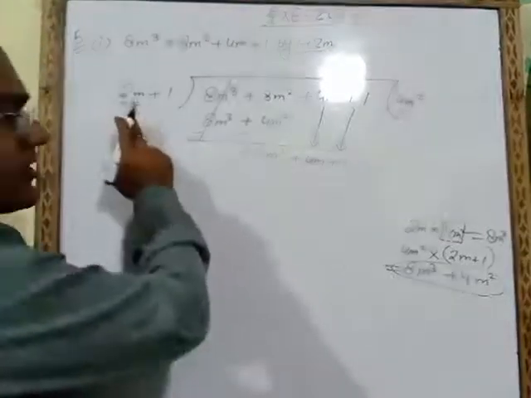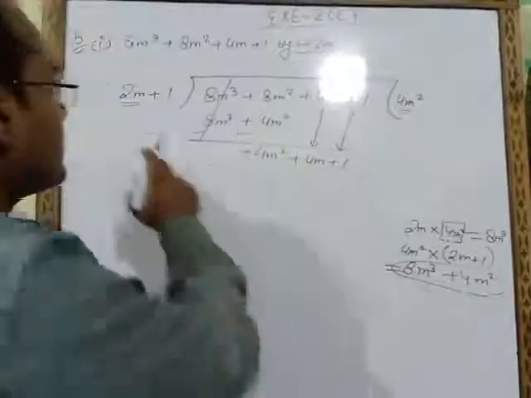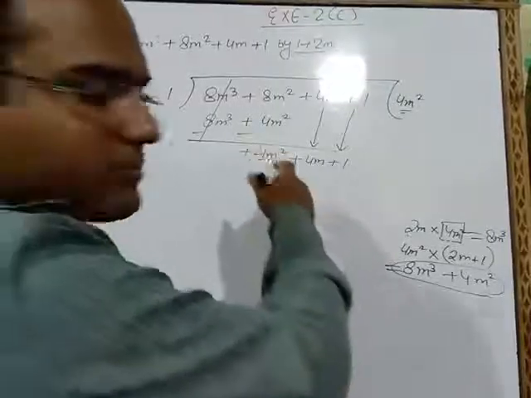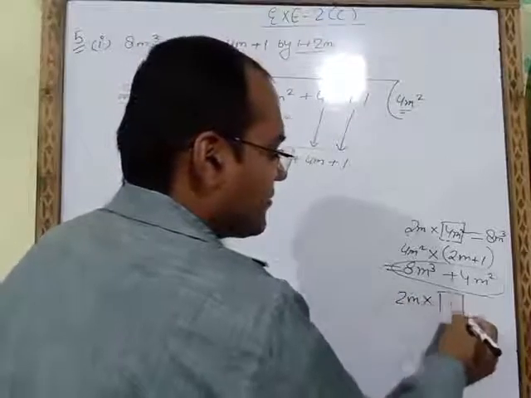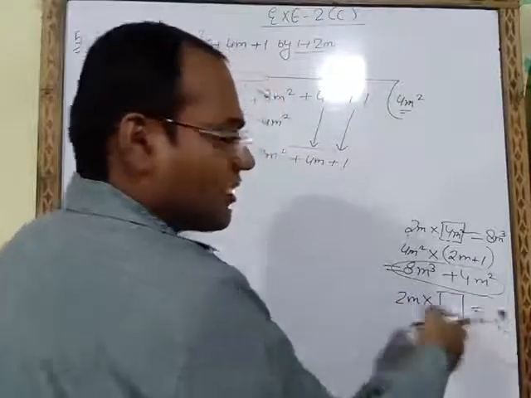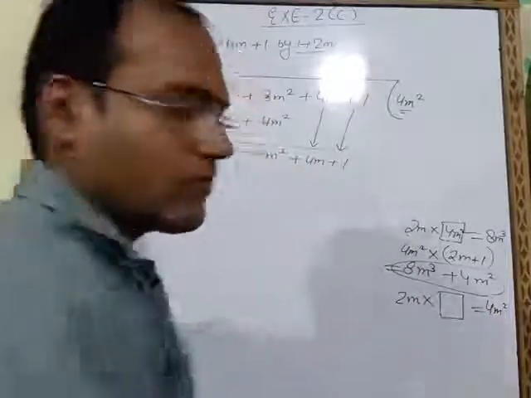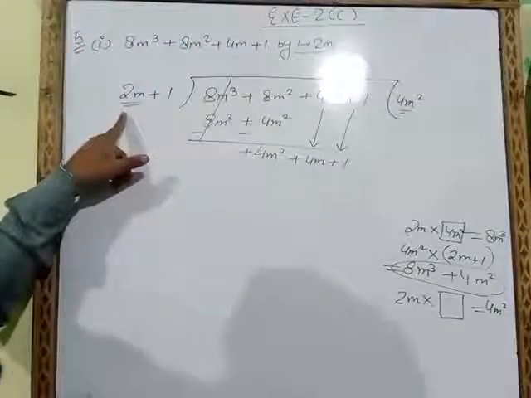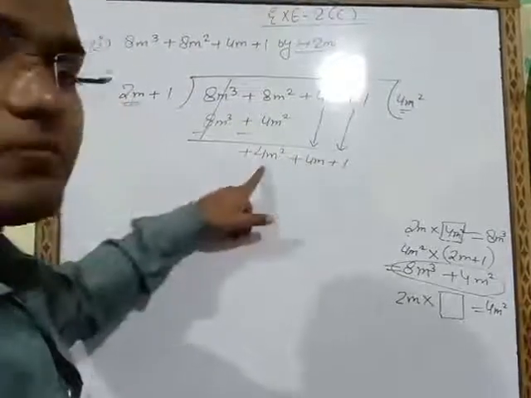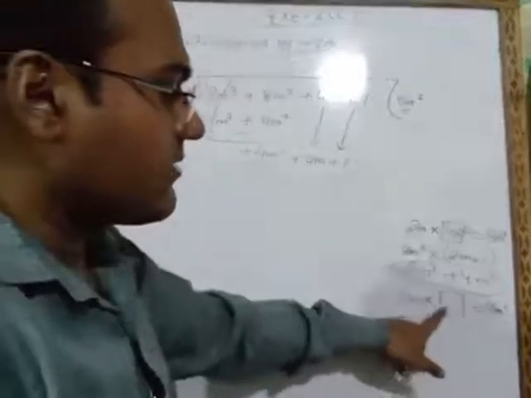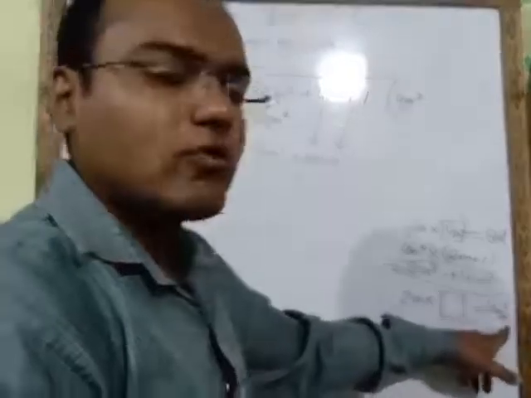This is 2m. With the help of this 2m we have to make 4m square. With the help of this 2m we have to make 4m square. So what we will do? 2m multiply any number so that on multiplying them we will get 4m square. So what we have to do? This 2m we have to multiply with any number, and on multiplying that number we should get plus 4m square. So 2m multiply which number we have to do, that we have to find, so that on multiplying them we will get 4m square.